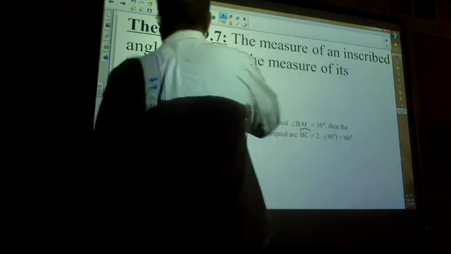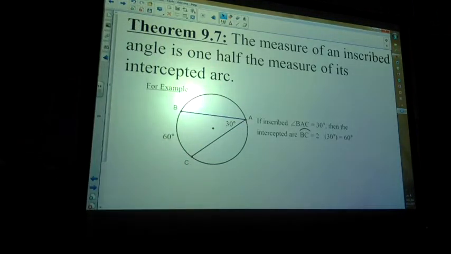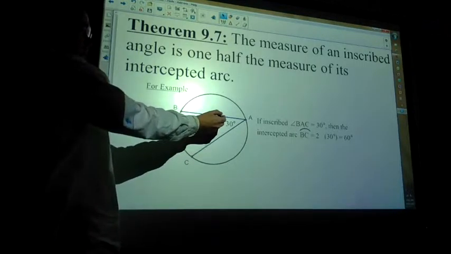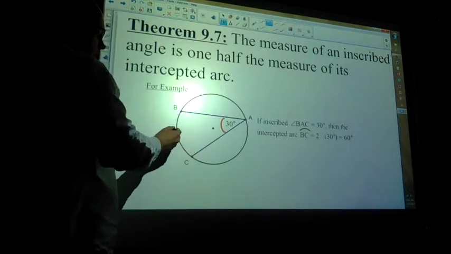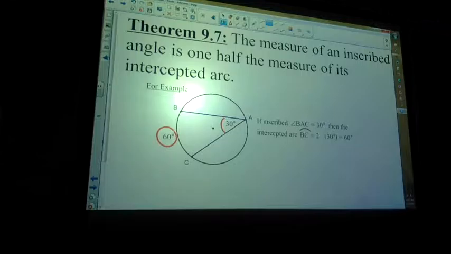All right, theorem 9.7. The measure of an inscribed angle is half the measure of its intercepted arc. For example, if this was a 30-degree angle right here, then the arc is double that. And vice versa.